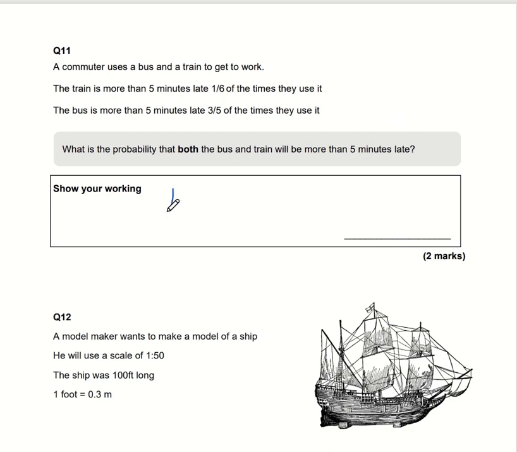Here we just need to multiply these two probabilities together. When we're multiplying fractions, we multiply the top: 1 times 3 is 3, and we multiply the bottom: 6 times 5 is 30. But this fraction can be simplified. We have two numbers that can be divided by 3. 3 divided by 3 is 1. 30 divided by 3 is 10. So the probability is 1/10, or as a decimal, 0.1.